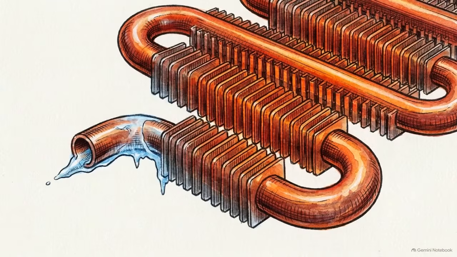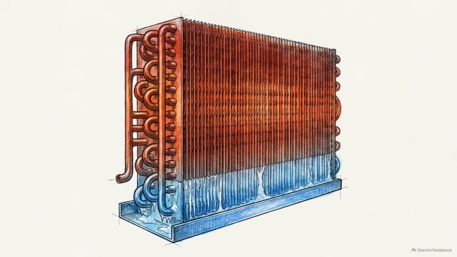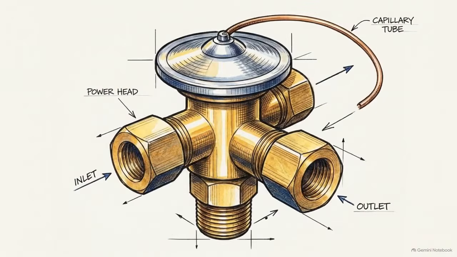Conversely, a high superheat indicates the coil is starved of liquid. The refrigerant boils off too early, leaving a large portion of the evaporator useless, severely reducing cooling capacity and efficiency. Therefore, maintaining this narrow mathematical window of superheat is the sole objective of a dynamic expansion device.